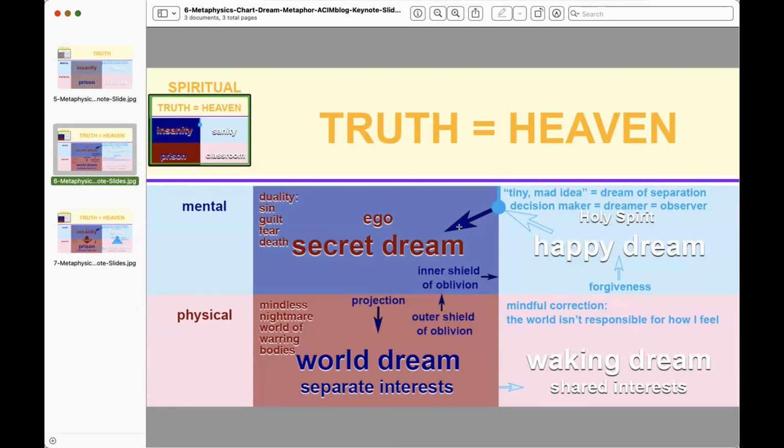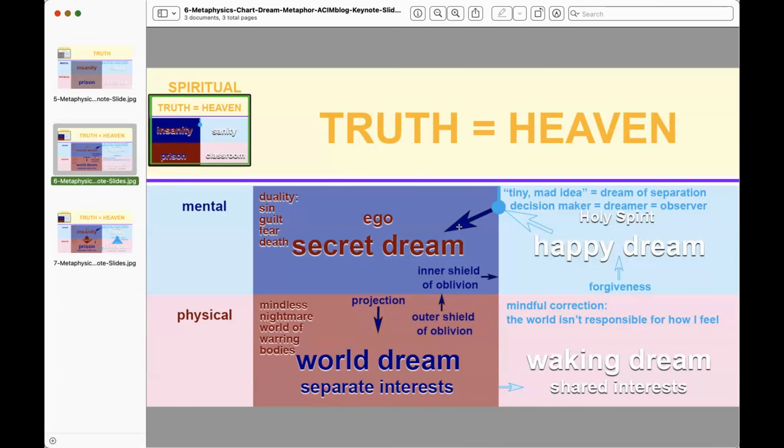The people in my life, whether they're family members or life mates or coworkers or freeway drivers or people in the grocery store, the whole gamut of stuff, people on TV or any kind of media, whoever crosses our mind physically or mentally, they're the projection, and that's the world dream of separate interest. And if we can keep looking at that with Holy Spirit, it basically shifts us over to this waking dream of shared interest. And the mindful correction is that the world isn't responsible for how I feel. And that is simultaneously as scary as hell to the ego, because it basically says the outer shield of oblivion has been breached. Red alert.